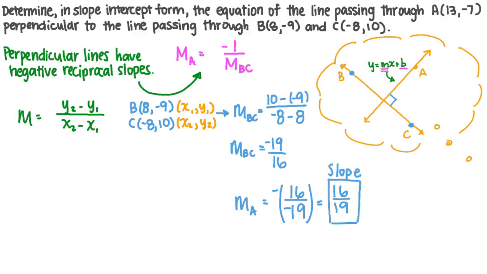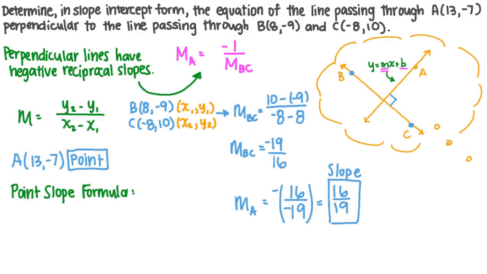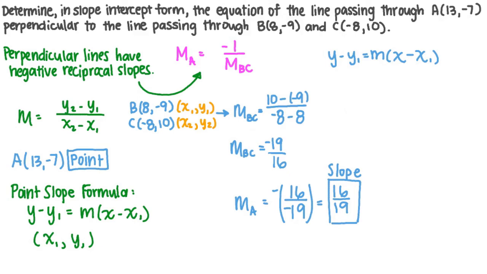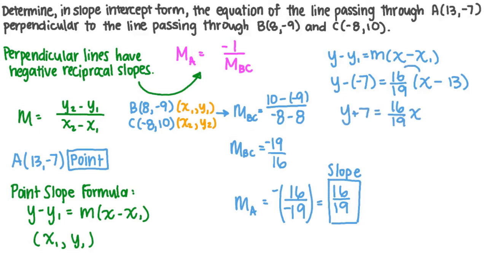At this point, we have the slope of the line passing through point A, and we have one point that falls along that line. To find the y-intercept form of this equation, we could then use the point-slope formula, which says y minus y1 equals m times x minus x1, where x1, y1 is a point along the line. Point A is x1, y1, and so we have y minus negative 7 equals 16 over 19 times x minus 13. Minus negative 7 is plus 7. We distribute that 16 over 19 times x.